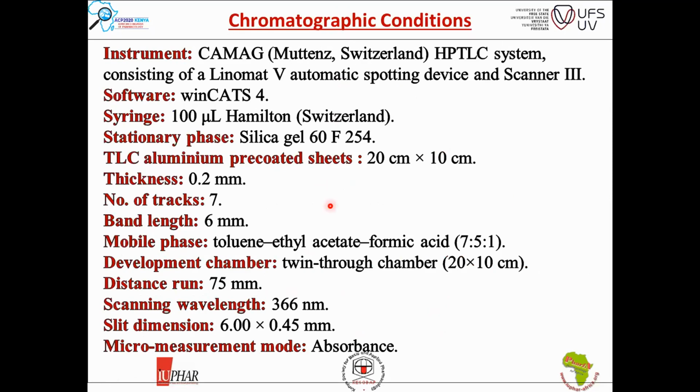So in this slide, you can see the chromatographic conditions which were used to develop the HPTLC method. In this method, we used the mobile phase, that is toluene, ethyl acetate, and formic acid in the ratio of 7, 5, and 1. The scanning wavelength was 366 nm. Now, next slide.